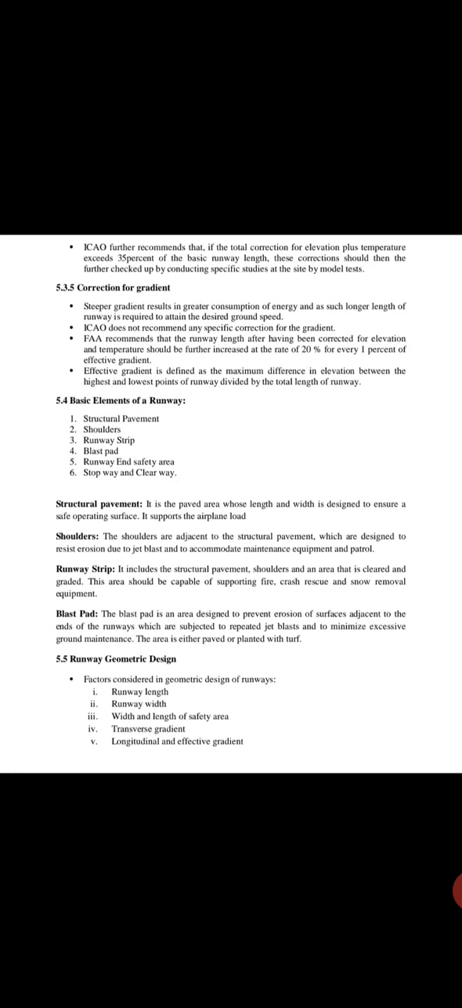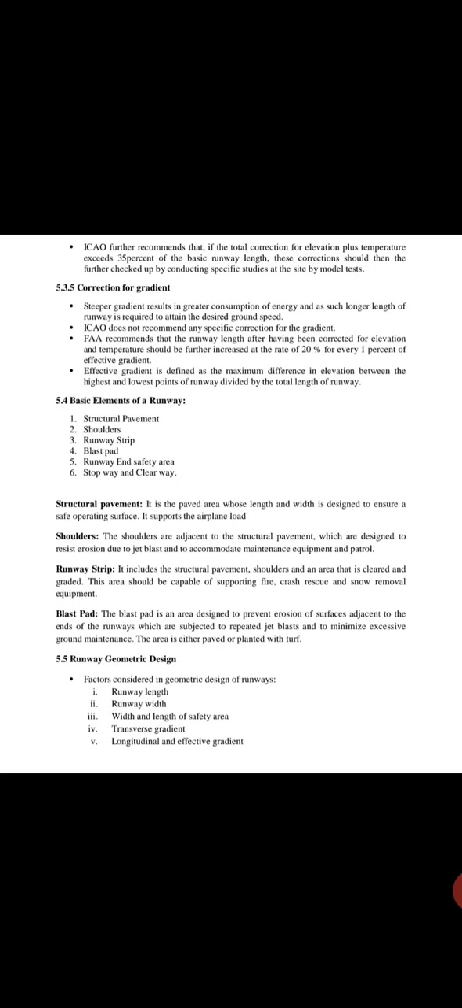ICAO recommended that the basic runway length, after having been corrected for elevation, should be further increased at the rate of 1% for every 1 degree centigrade rise of airport reference temperature above the standard atmospheric temperature at that elevation. Check for total corrections for elevation plus temperature: ICAO further recommends that if the total corrections for elevation plus temperature exceed 35% of the basic runway length, these corrections should then be further checked by conducting specific studies at the site or model tests.